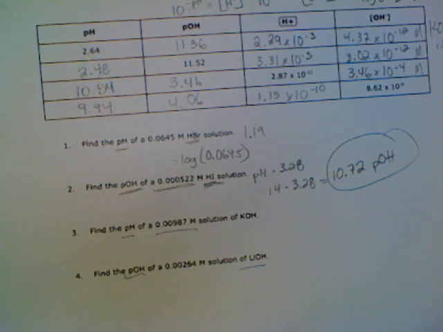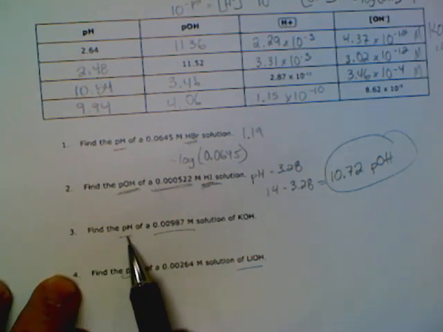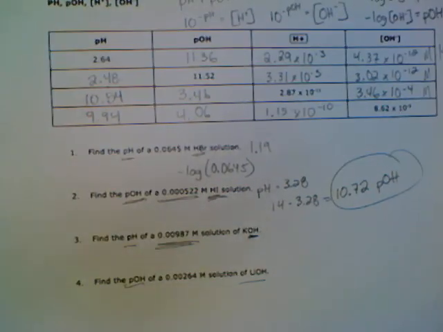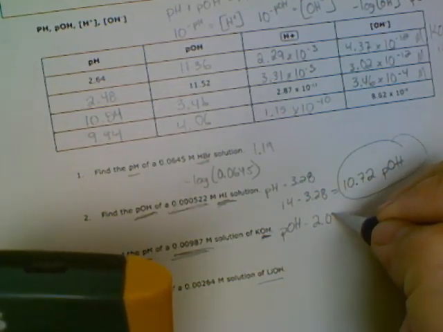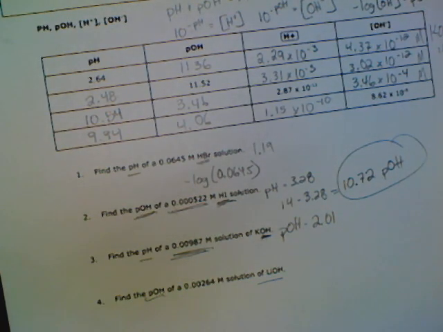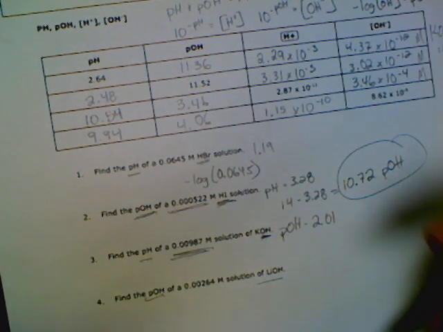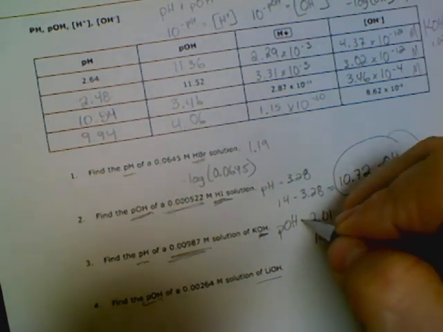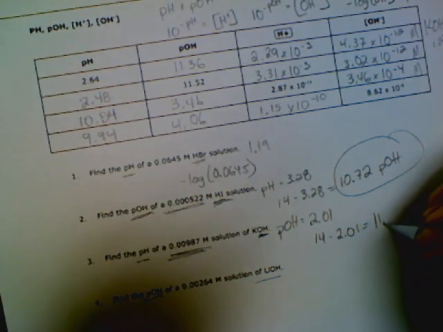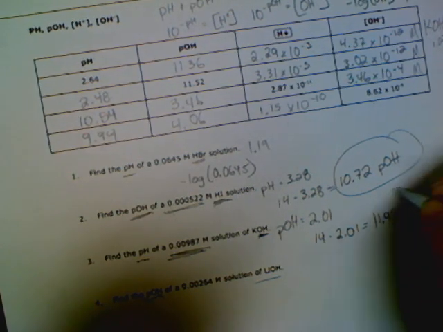Find the pH of a strong, and now they've done the opposite. They've asked us pH, but they've given us a base. Make sure that you are keeping an eye on what they've given you. So the negative log of this is going to give me the pOH, 987. So I have a pOH of 2.0, let's call it 2.01. 14 minus 2.01 is 11.99, and that is my pH.